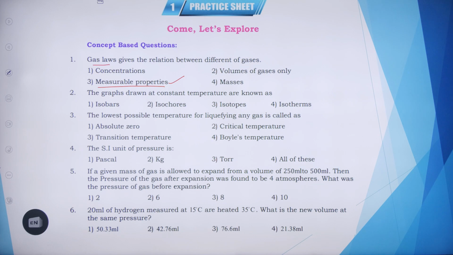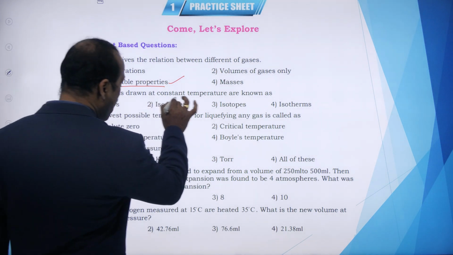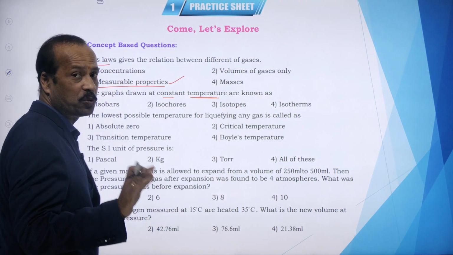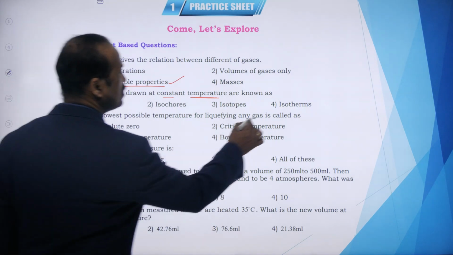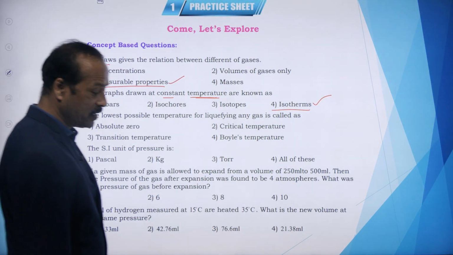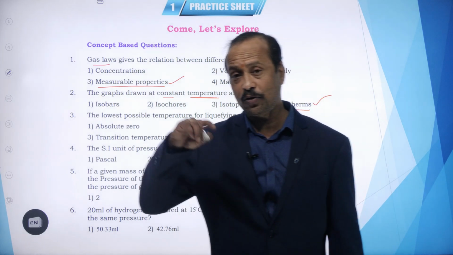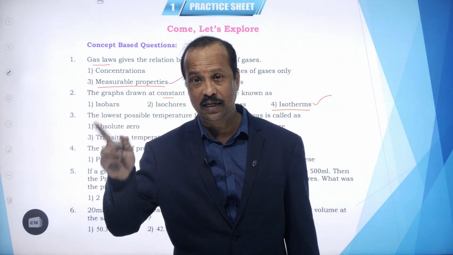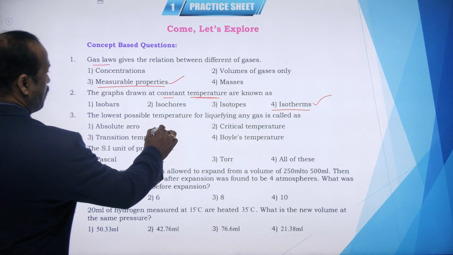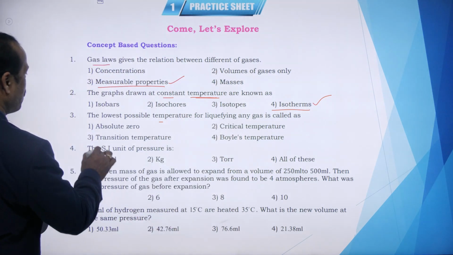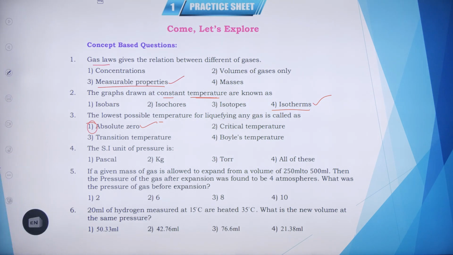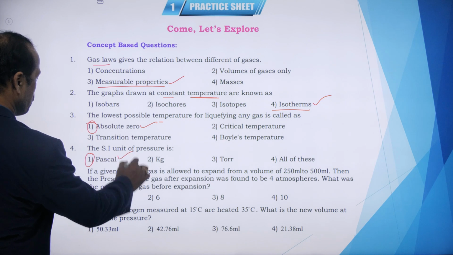Next question: the graphs drawn at a constant temperature. Already I said constant is called iso, and temperature means therm. So the answer is isotherm. Isotherm graphs we draw at constant temperature, which is in Boyle's law. This is also very important, remember that. Next, the lowest possible temperature is called absolute zero. And the SI unit of pressure is Pascal.